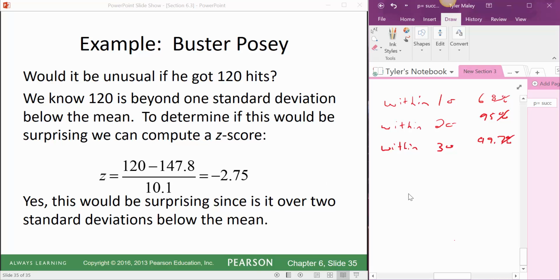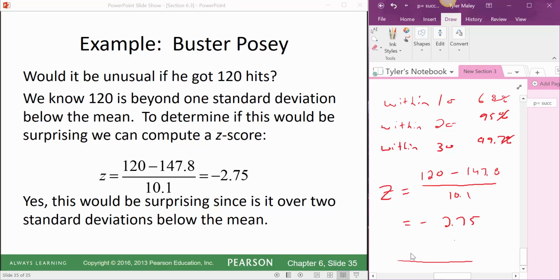So what we're trying to do is figure out how many standard deviations away from the mean I am. That's what a z-score tells me. So remember, to find the z, we would take the value we're considering, 120, subtract off the mean, which we found to be 147.8, the expected value, and then divide by the standard deviation, which we found to be 10.1. So if we do this, we get negative 2.75. So is this surprising? Yes. We would say that's very, very unlikely.